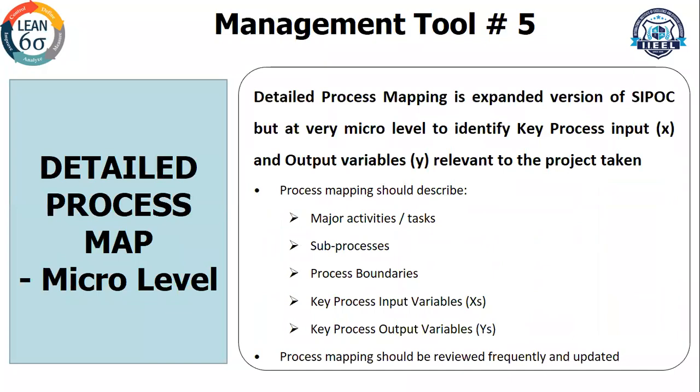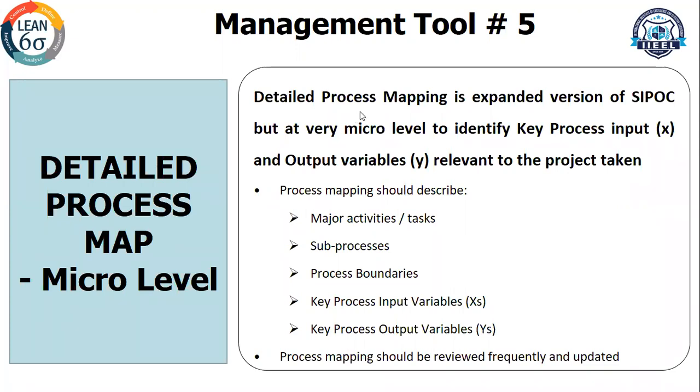After SIPOC, and from the process of SIPOC, you can actually get into another very important tool called detailed process mapping. If your project is complex, okay, and you are doing a project in a continuous process industry or a manufacturing company, or you're doing a project with an equipment which has a lot of variables, detailed process mapping is a tool which is used for mapping each step of the process at a micro level. And for each of the steps, you need to identify the key process input variables and key process output variables.